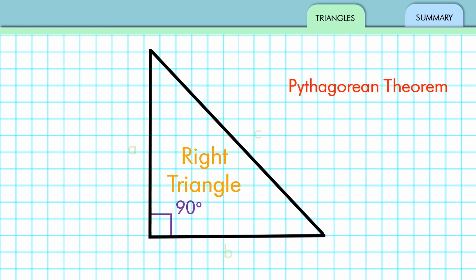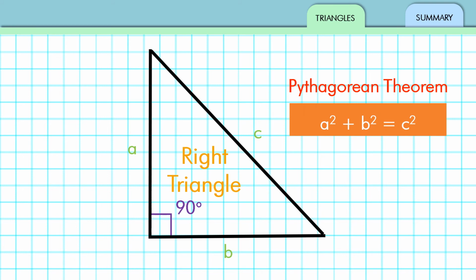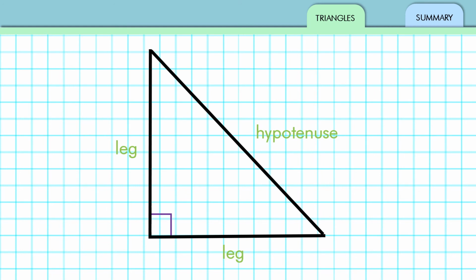The sides A, B, and C of such a triangle satisfy the Pythagorean Theorem with the formula of A squared plus B squared equals C squared, which we will be proving in a few moments. A right triangle consists of 2 legs and a hypotenuse. The 2 legs of the right triangle meet at a 90-degree angle, and the hypotenuse is the longest side of the right triangle, and it is the side opposite to the right angle.